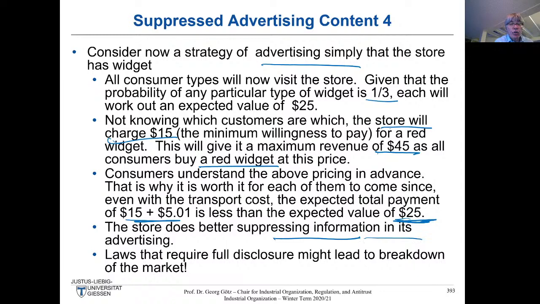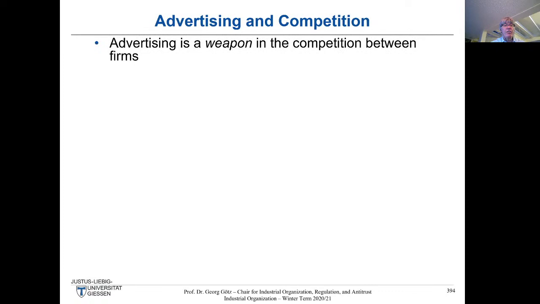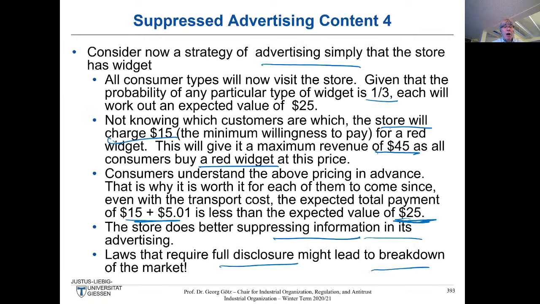from a total surplus, from a welfare perspective, if you had a law that you had to fully disclose all the features of the product you sell, this might lead to a breakdown in the market. Okay, that's an important point. I think this is a nice story. That's why we got this paper published in the American Economic Review. Okay? That's what we have here. So the interesting point here was really that it might be a good thing if you don't reveal all information about a product.